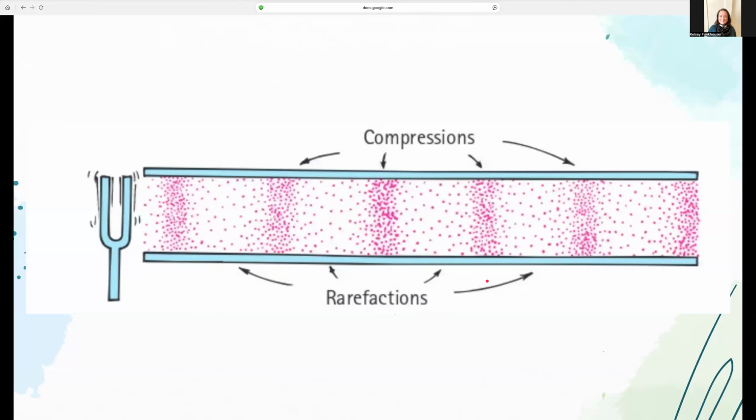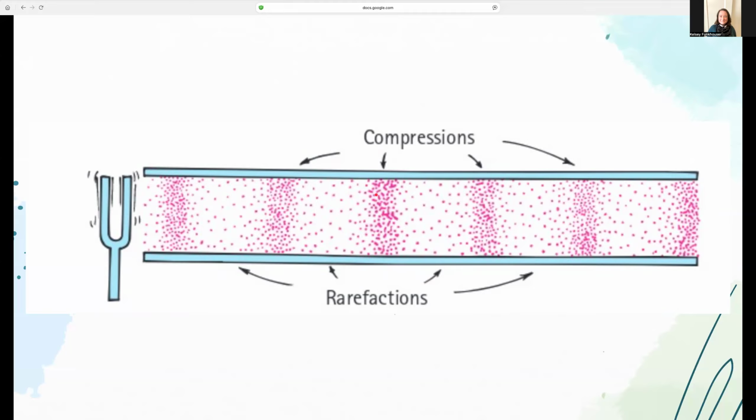Yeah, and then we can also see this. So if we have a tuning fork and some sort of pipe, we can produce a wave in the pipe where we have rarefactions, where the molecules are more spread out, and then compression, where they're more compressed. That part's easy to know. And that's how sound works.